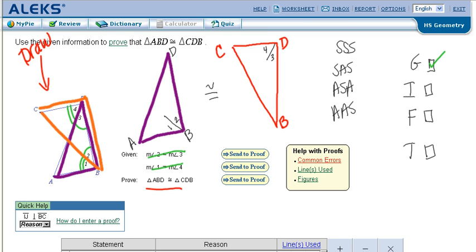And what's free? Well, we know if angle 1 is congruent to angle 4, and angle 2 is congruent to angle 3, then we're able to say that angle B is congruent to angle D because they add up to the same angle. So we can say these two angles are congruent. So that gives us a pair of angles.